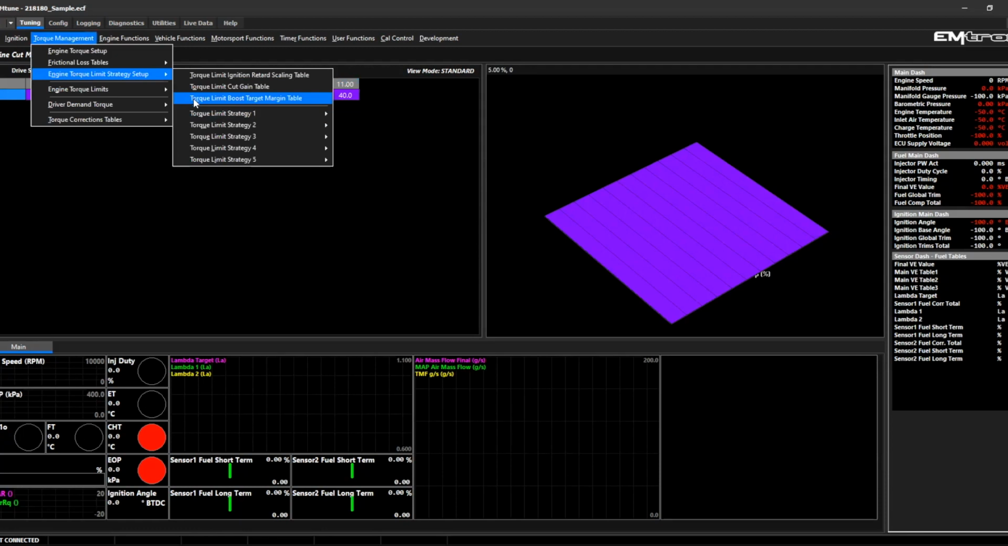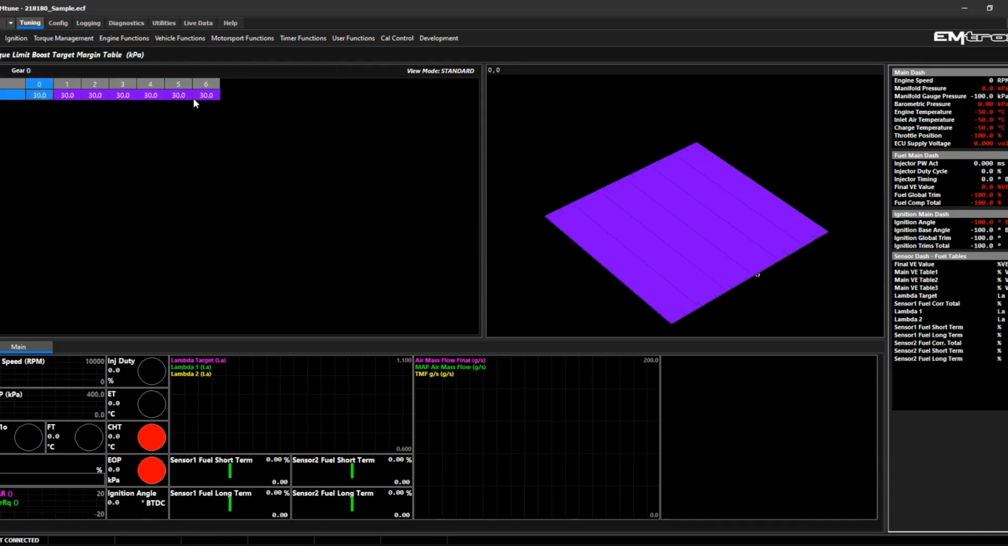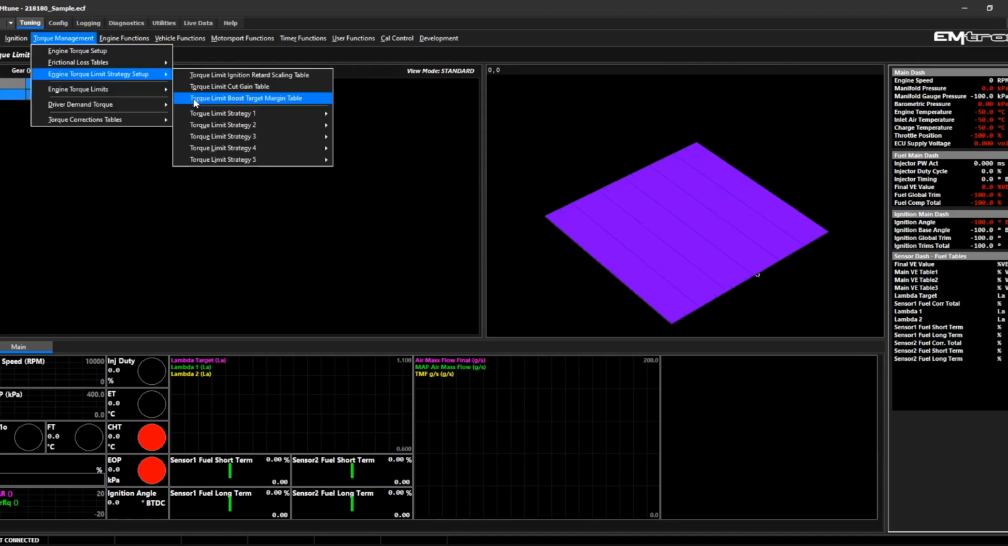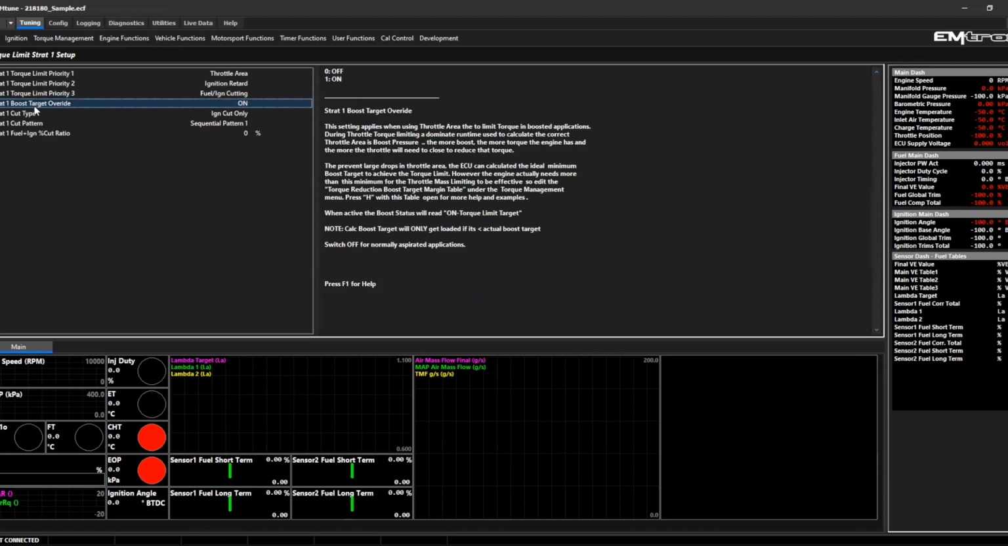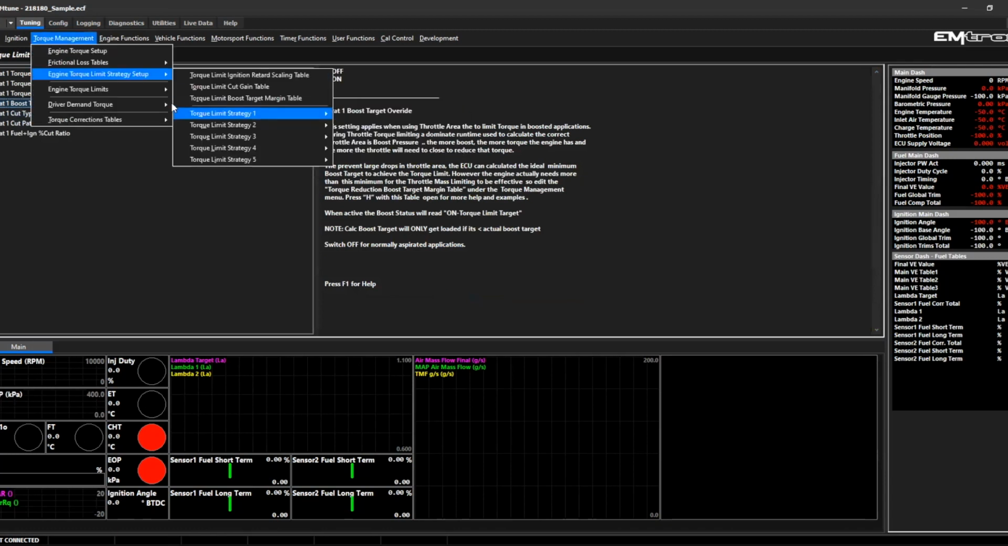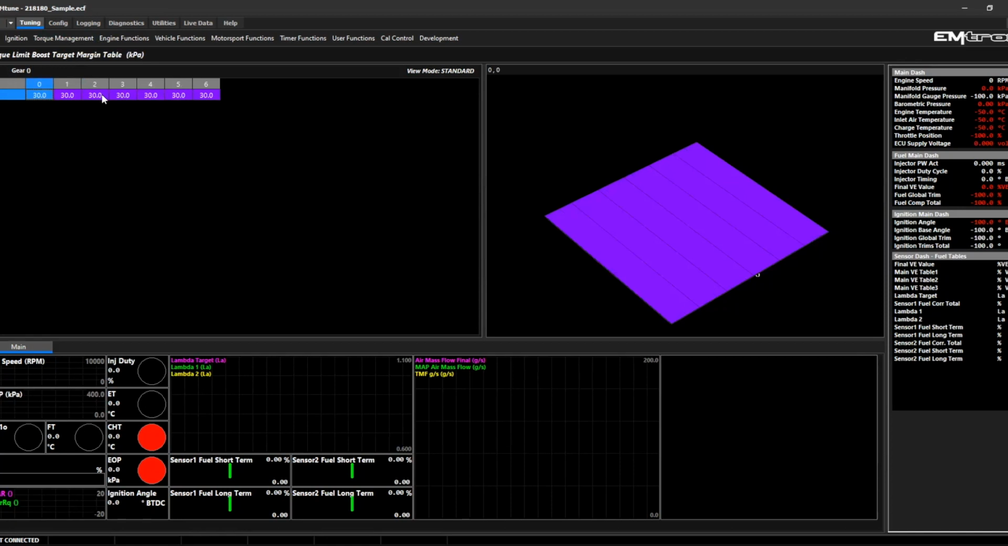Now, another setting that's been added is the torque limit boost target margin table. When you have the ECU set as turned on, which is set here, boost target override, this table comes into effect, and the ECU will calculate. It will basically go back through the calculations for air mass and determine what the boost target should be for that target. That's very useful because if you have a really, really high boost target and you're using heavy throttle or even throttle cutting or everything, you're going to need a lot more effort from the torque reduction system to pull the torque out if the boost target is very, very high.